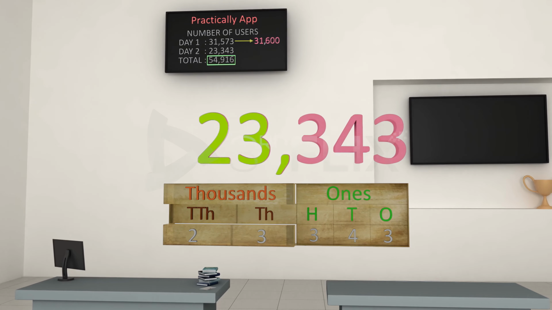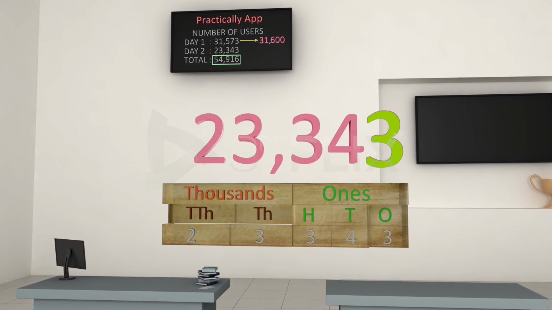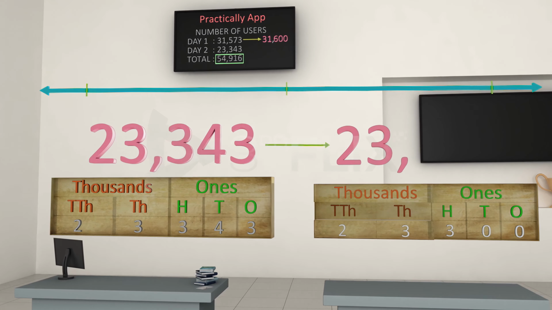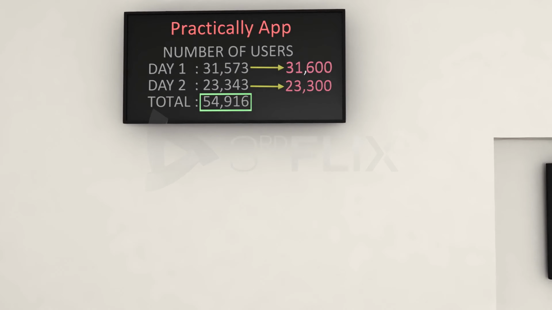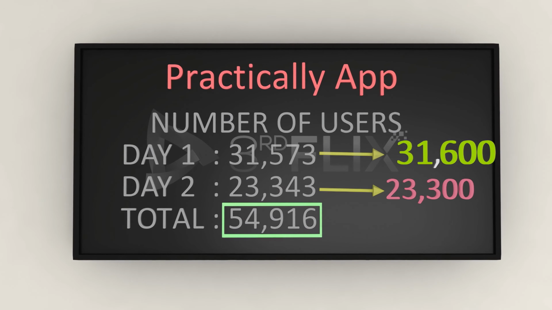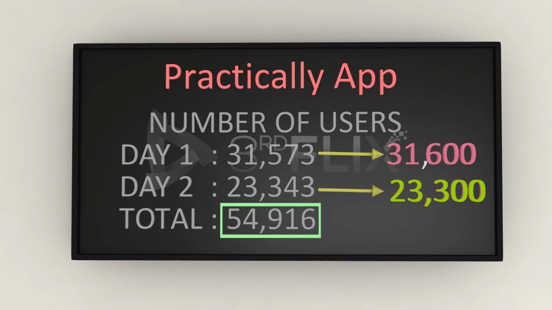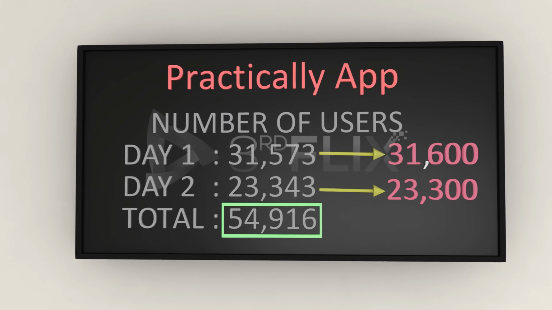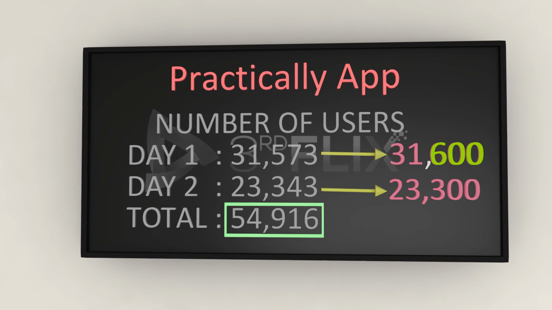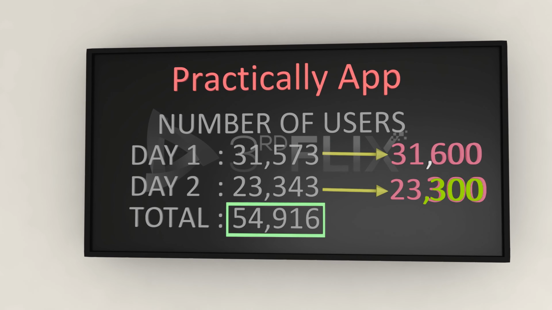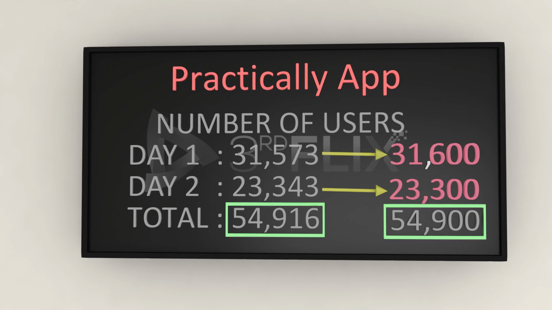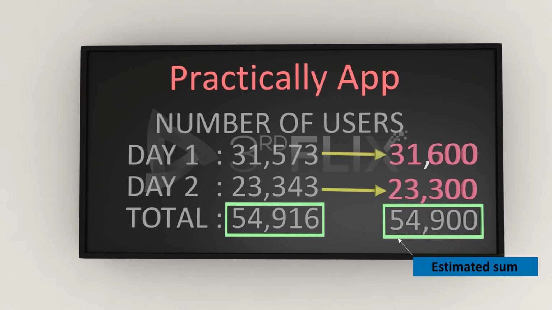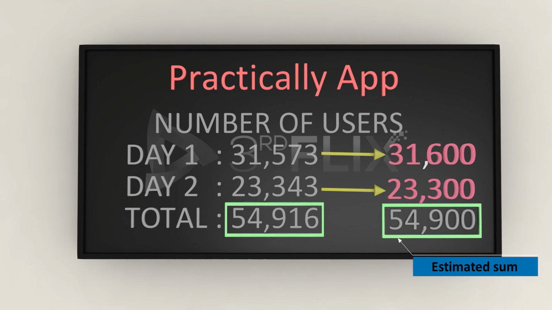Similarly, 23,343 is rounded to 23,300. The estimated numbers are 31,600 and 23,300. The sum of 31,600 and 23,300 is 54,900. So the estimated sum is 54,900.